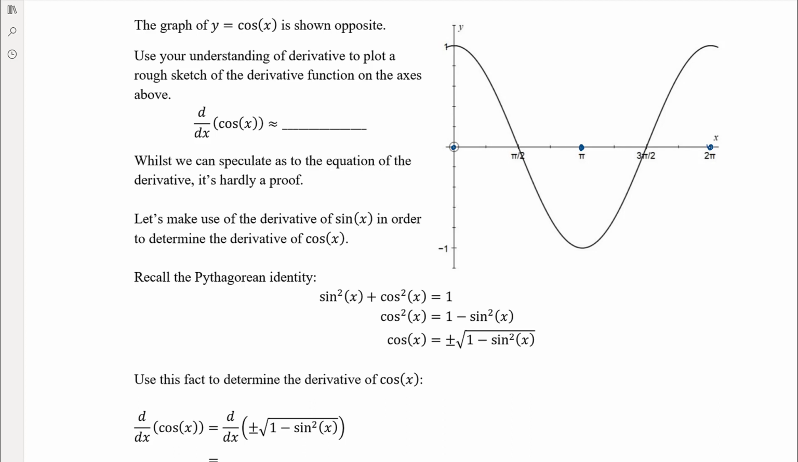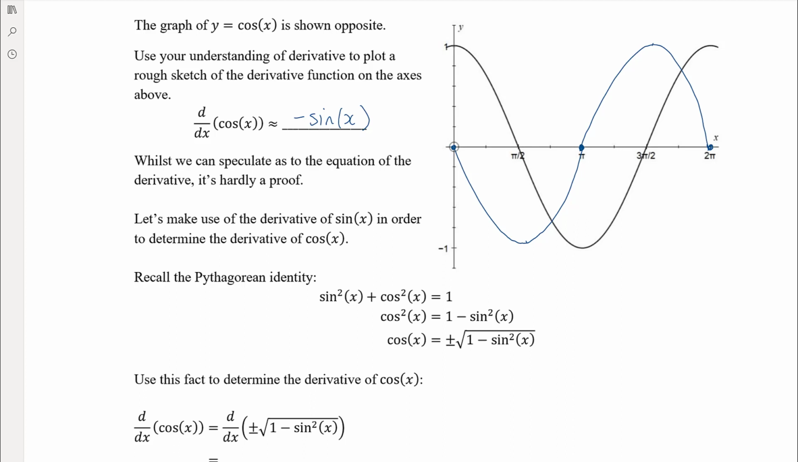Between 0 and pi, we can see we have negative gradient, with the steepest negative bit happening at pi on 2. And then between pi and 2 pi, we have positive gradient, with the steepest positive gradient happening at 3 pi on 2. And so we've got something that looks like this happening here. That looks like a sine curve, but it's not just sine of x, it's reflected in the x-axis, so it is negative sine of x. As I said, it's purely speculation, and we're estimating what we think it might be.